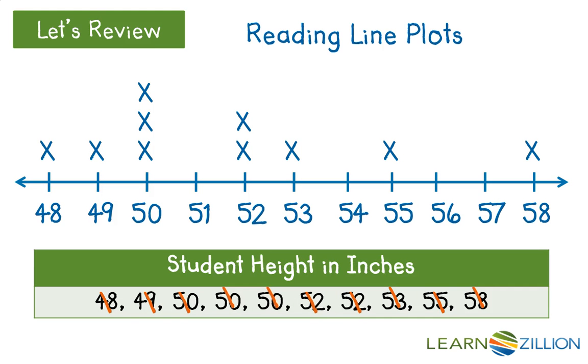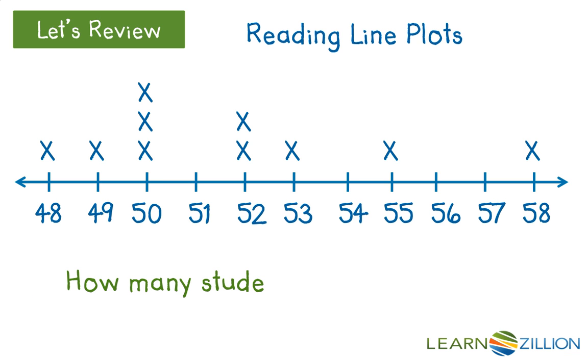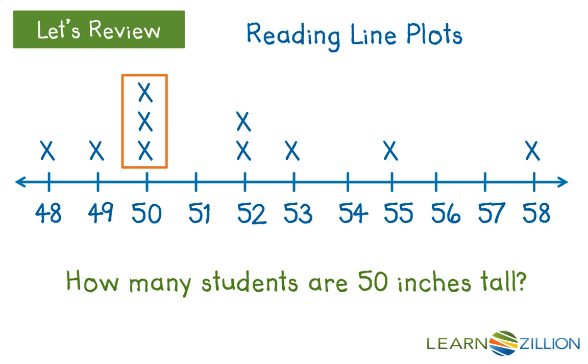We have a line plot that's been created for the data in the table below. Each mark above the number on the line plot represents a piece of data. Understanding that each mark on a line plot represents a piece of data helps us make sense of the data and answer questions, such as, how many students are 50 inches tall? Since there are 3 marks above the 50 on our line plot, there are 3 students that are 50 inches tall.